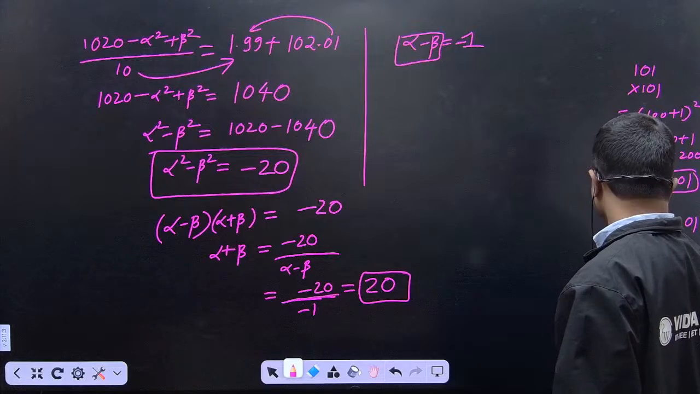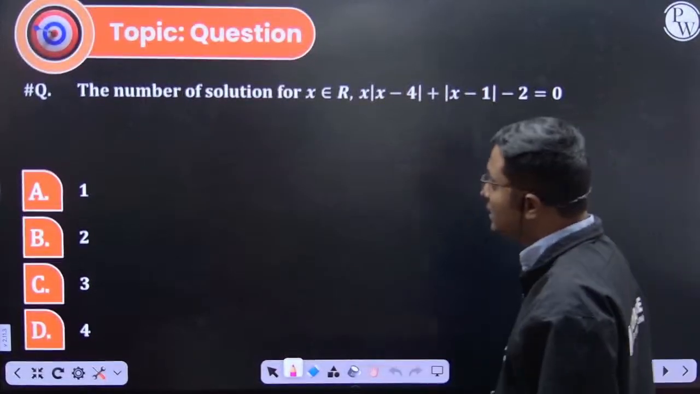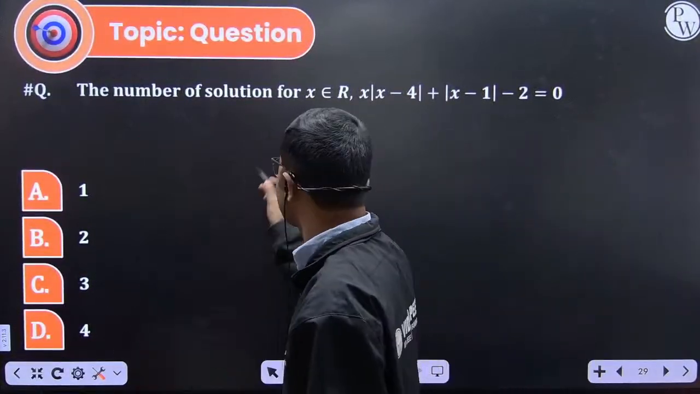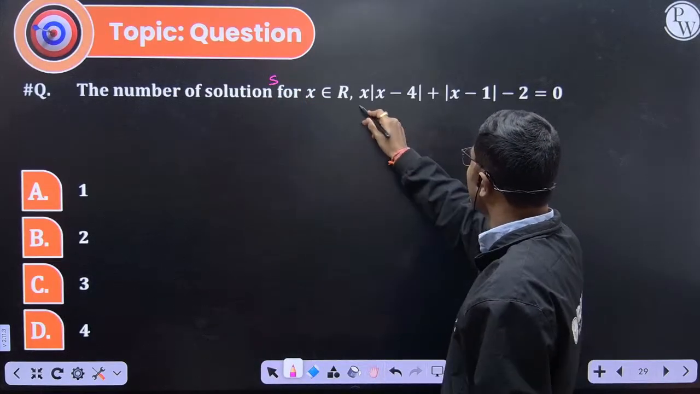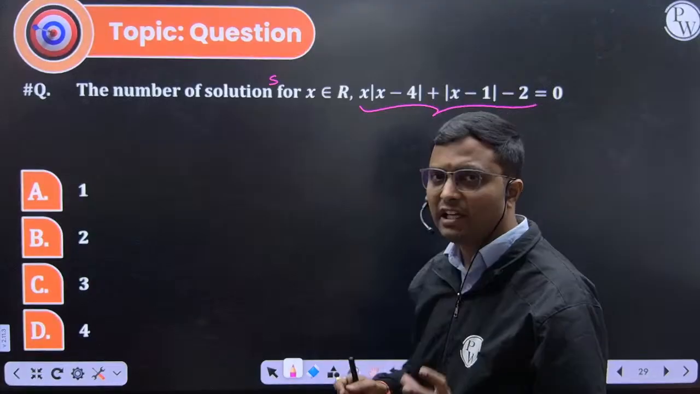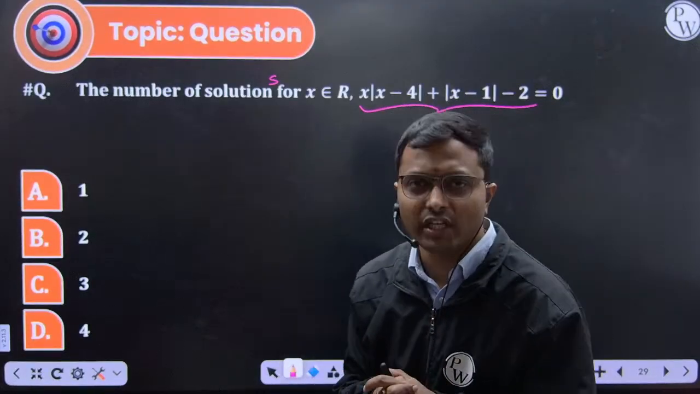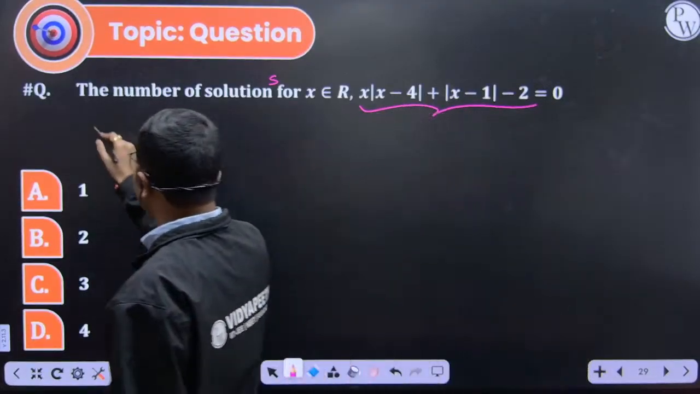Let us see one more question we have. Okay. The number of solutions for x belongs to R. This is an equation. Okay. Mainly we are having two modulus terms. We know the definition of modulus. Okay. We have to remember this.